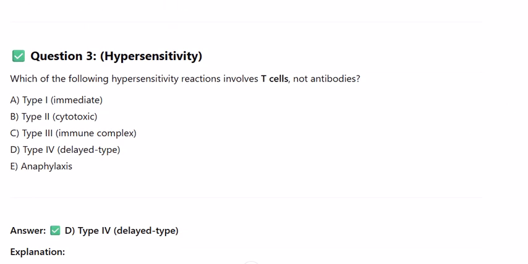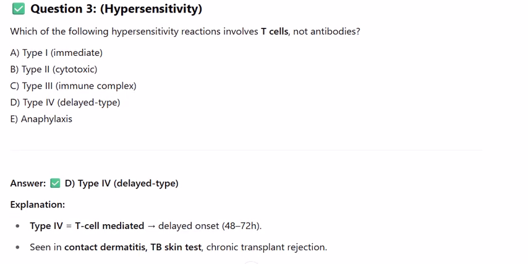Hypersensitivity. Which of the following hypersensitivity reactions involves T cells, not antibodies? A, type 1 immediate. B, type 2 cytotoxic. C, type 3 immune complex. D, type 4 delayed type. E, anaphylaxis. D, type 4 delayed type.